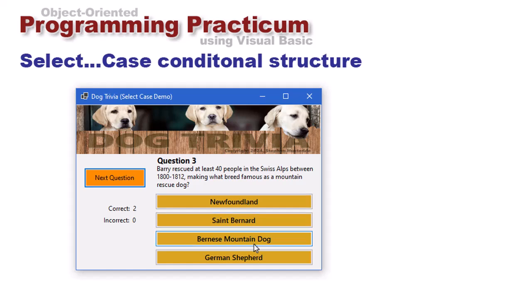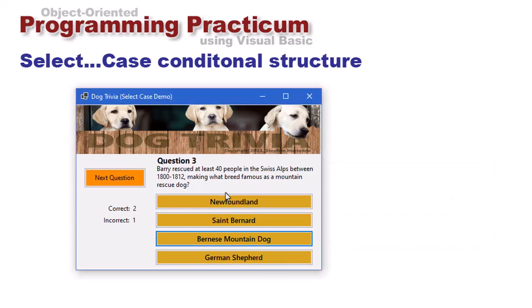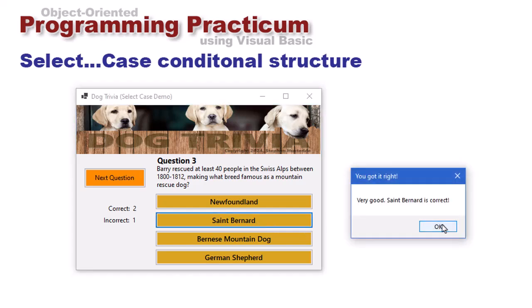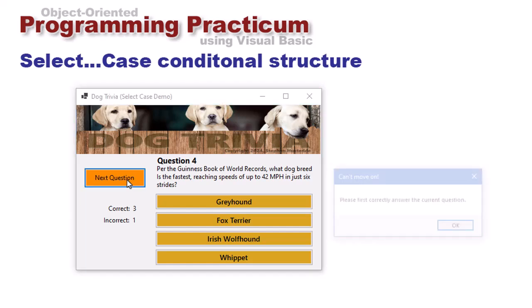Let's get one wrong here. While we're going through the questions, it's keeping track of the number correct and number incorrect. If you get one incorrect, you have to keep guessing until you get it correct. So if I try to go to next question, I get a response saying, please first correctly answer the current question. If I try to move on without answering the question, same thing.